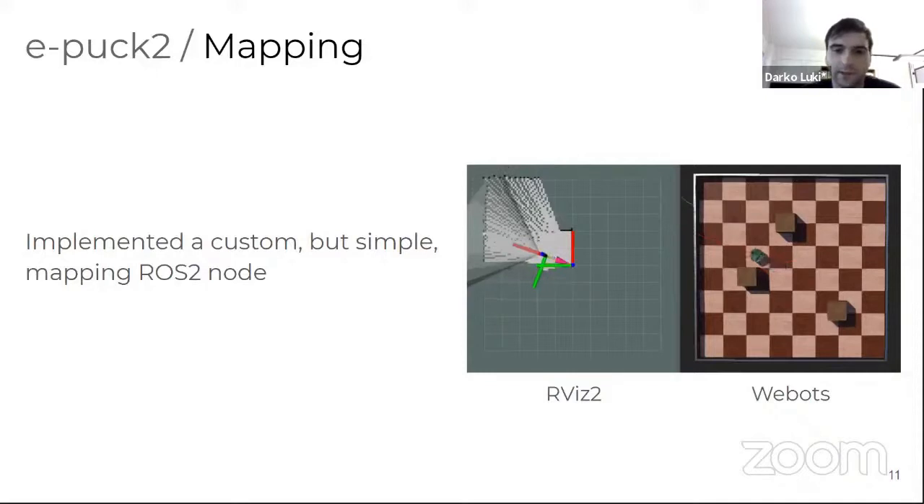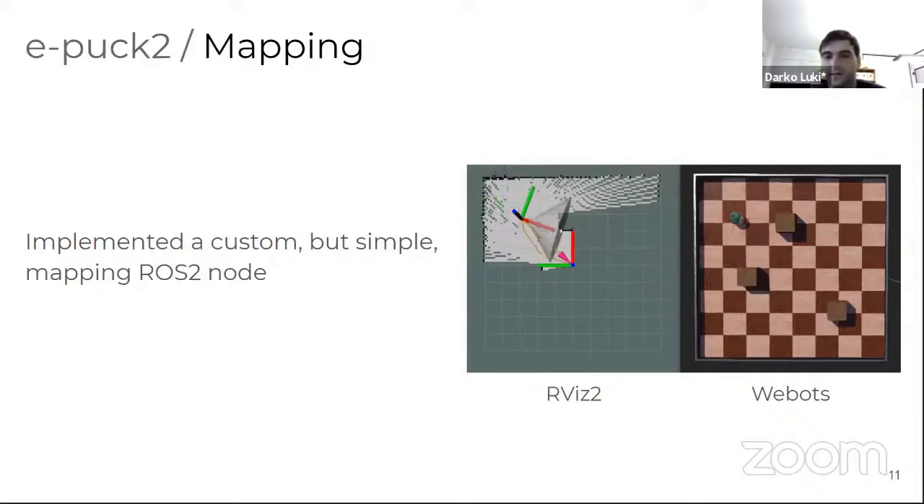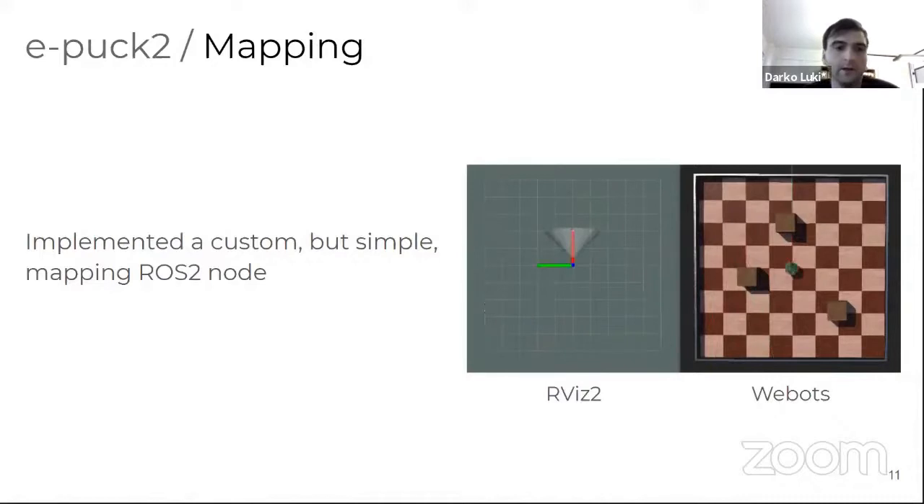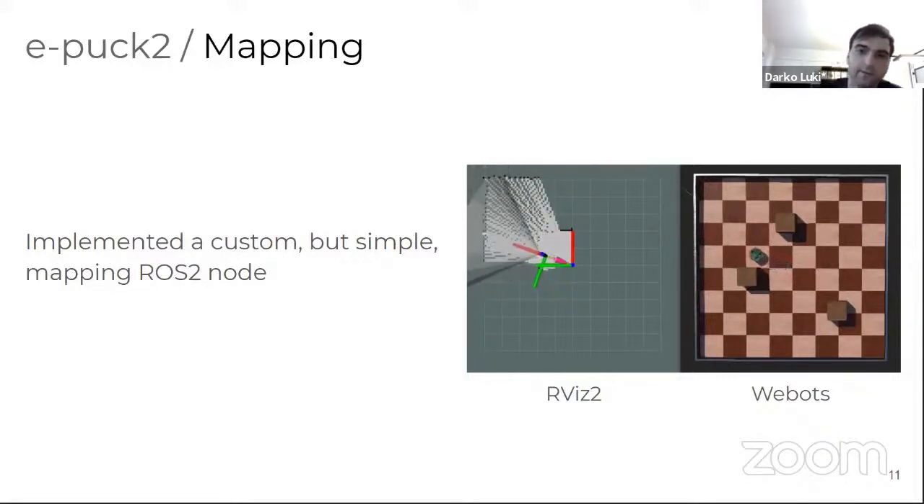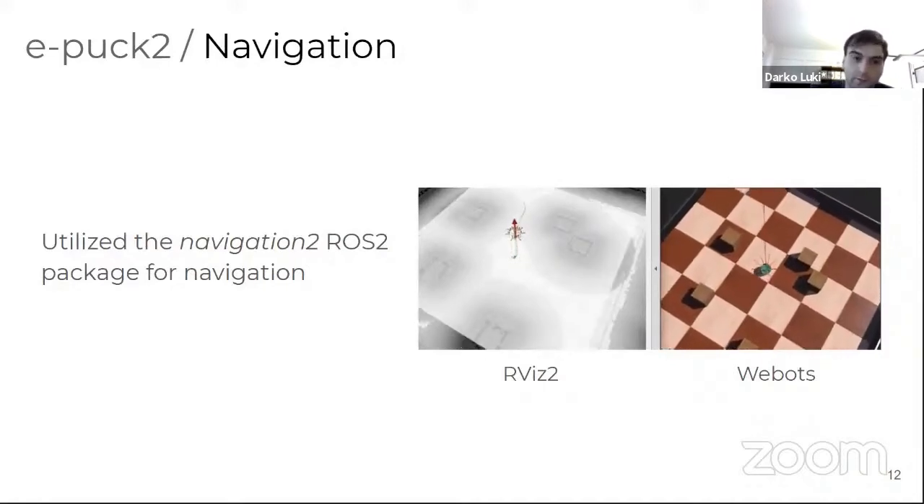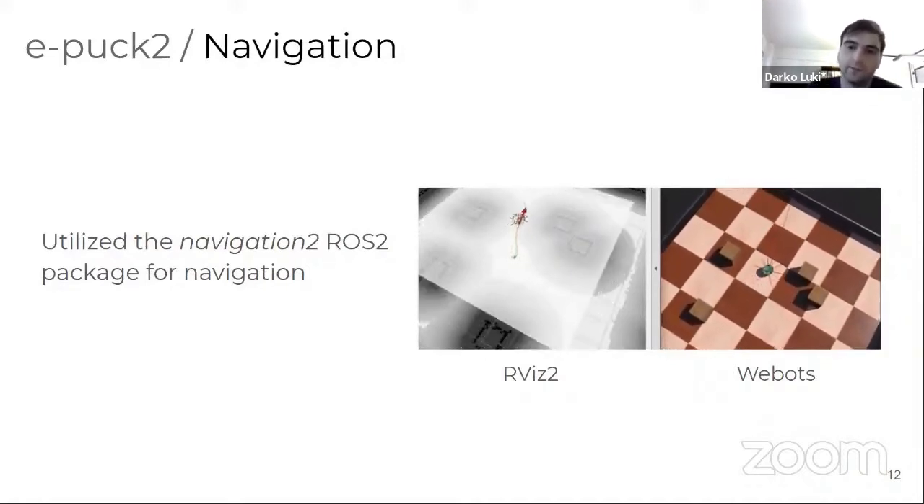So the next step was to do some kind of benchmark, to verify whether our ROS 2 interface is properly implemented and whether our simulation works fine. So first we created a mapping controller. Here you can see the mapping ROS 2 node that maps the environment. And we also integrated the Navigation2 package, so we can do a benchmark on navigation.